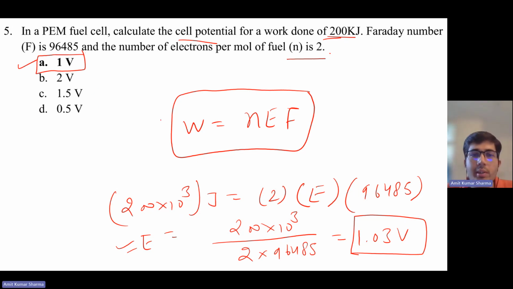So this is the formula. The work done is nEF.